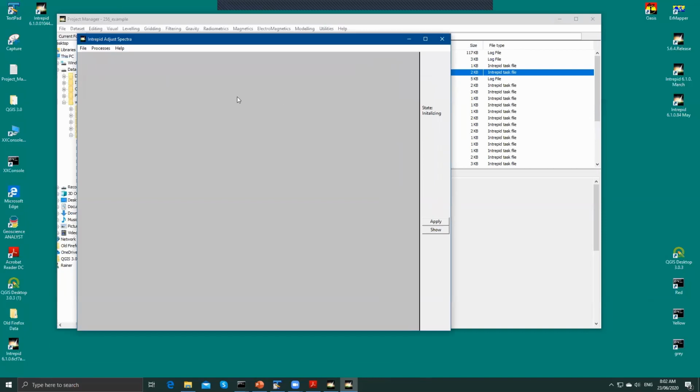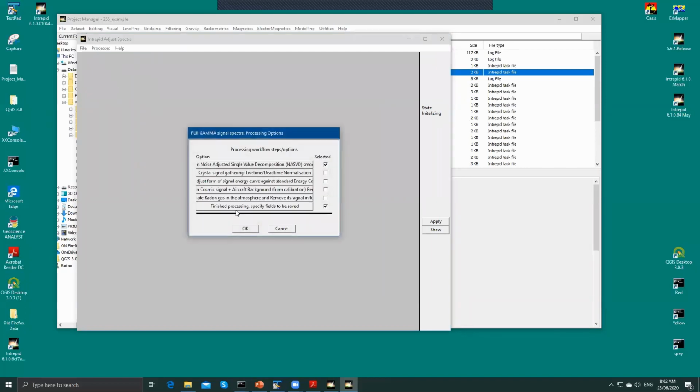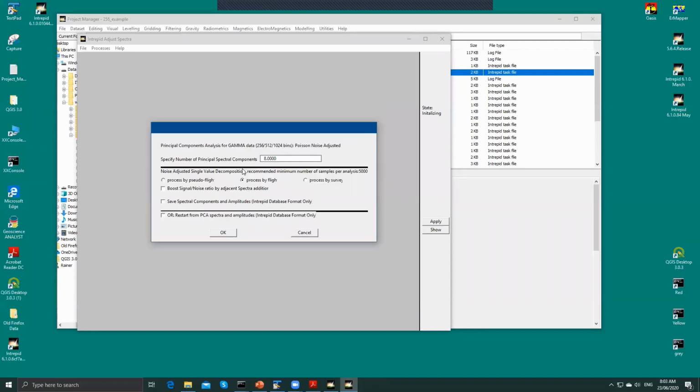You both there? Yep, working away. So under processes, we select the corrections, and now you can see noise adjusted singular value decomposition, NASVD smoothing, is selected. If you go there, we get parameters for that specific step. It's NASVD, for 256, 512, or 1024 channels. It's noise adjusted.